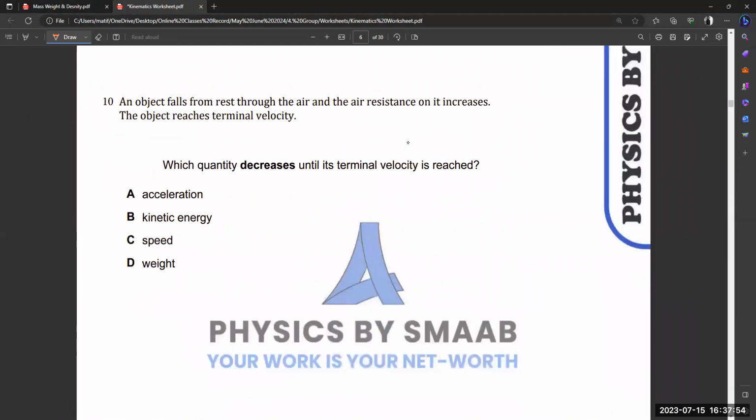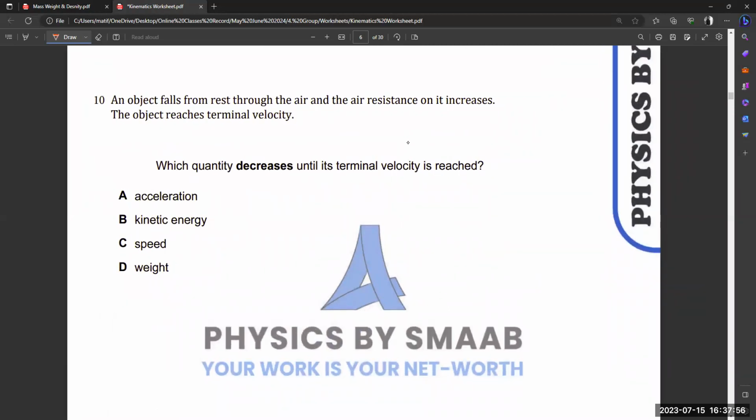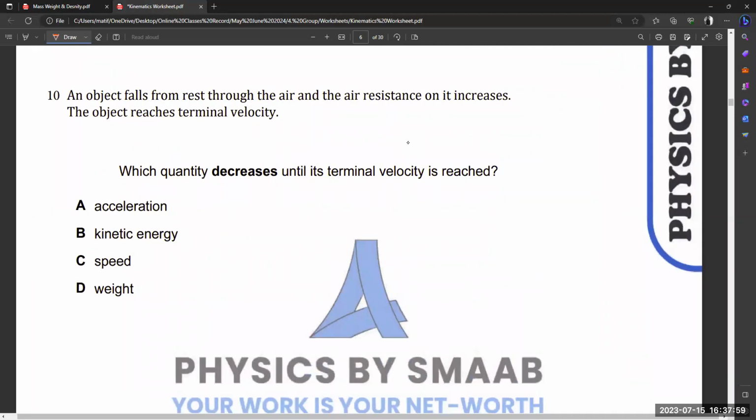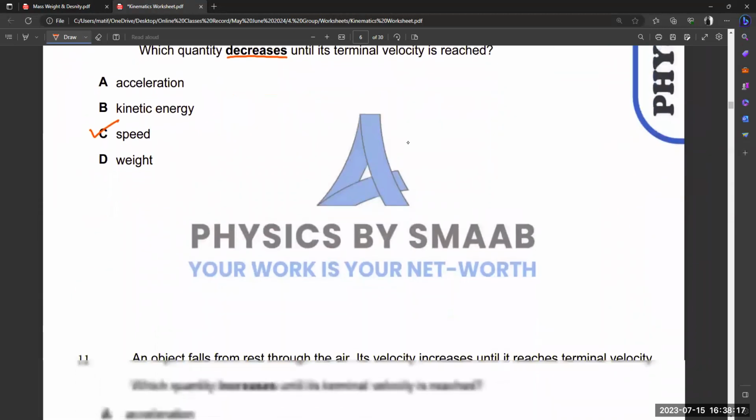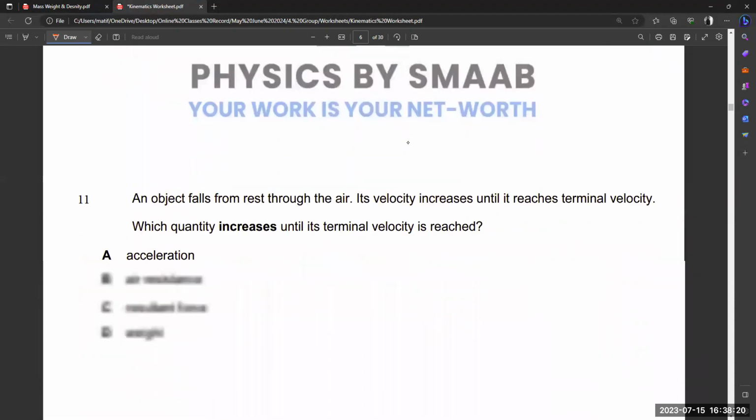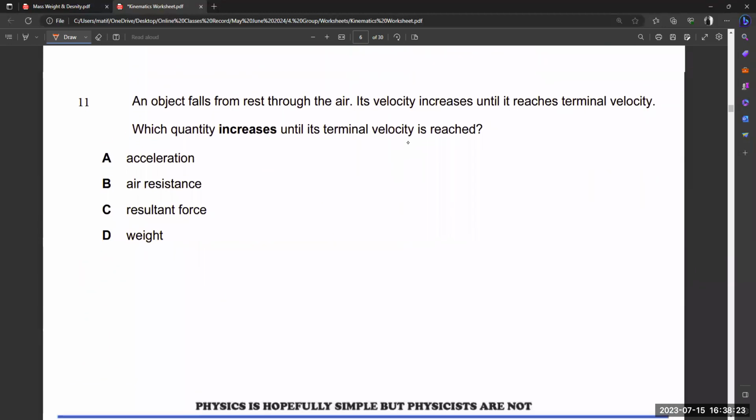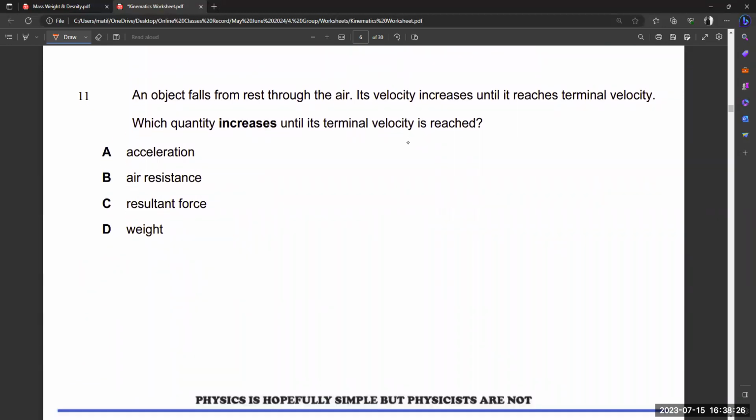Okay, the question: an object falls through the air and air resistance on it increases. The object reaches terminal velocity. Which quantity decreases until terminal speed is reached? Speed, velocity. It is in terms of forces. So which quantity increases until terminal velocity is reached? Air resistance.